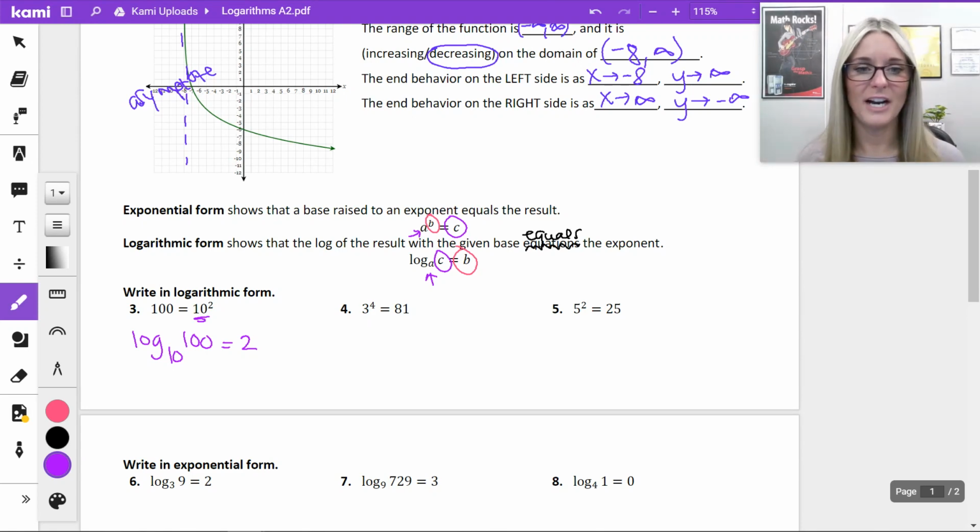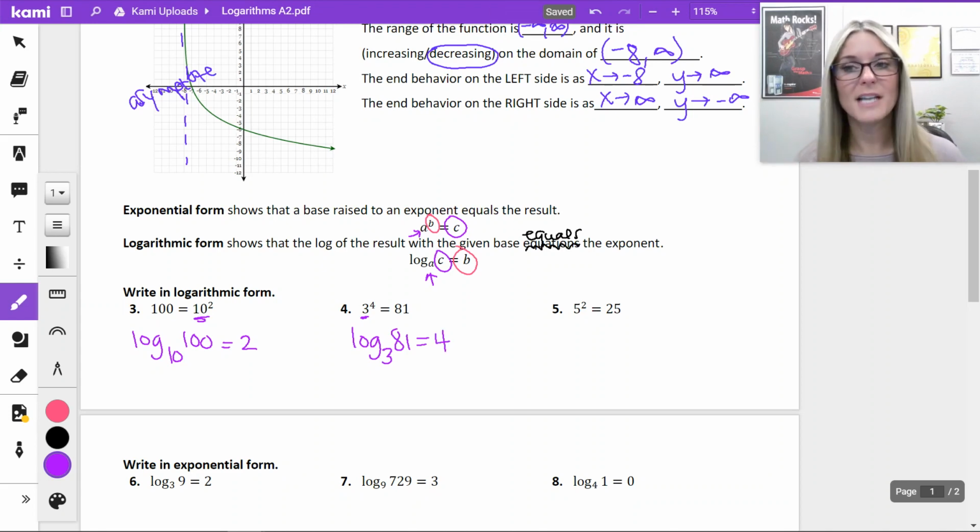Yes. Let's try again. Number 4, 3 raised to the 4th equals 81. Log, same base, log base 3 of 81, the log of the result, equals the exponent, 4.